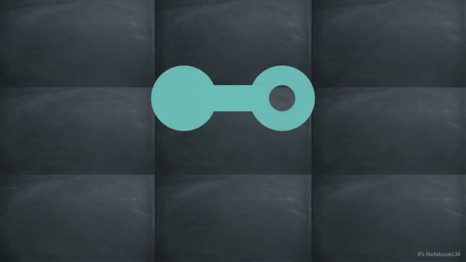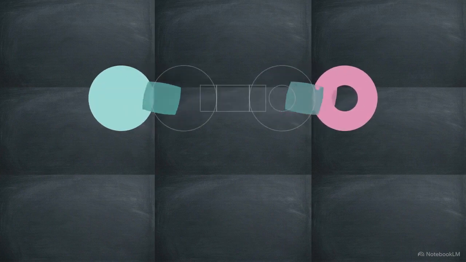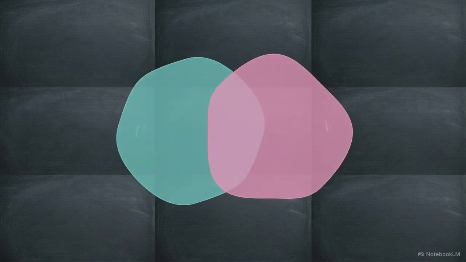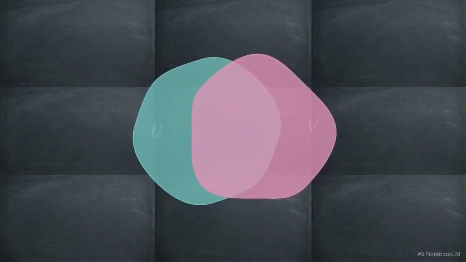The goal is straightforward. If a complex space can be broken down into simpler, well-understood pieces, like basic disks or circles, we need a rigorous mathematical rule to add their fundamental groups back together. Instead of analyzing an abstract space X all at once, we decompose it. We separate X into two distinct subsets, U and V, making sure there is an overlapping region between them.